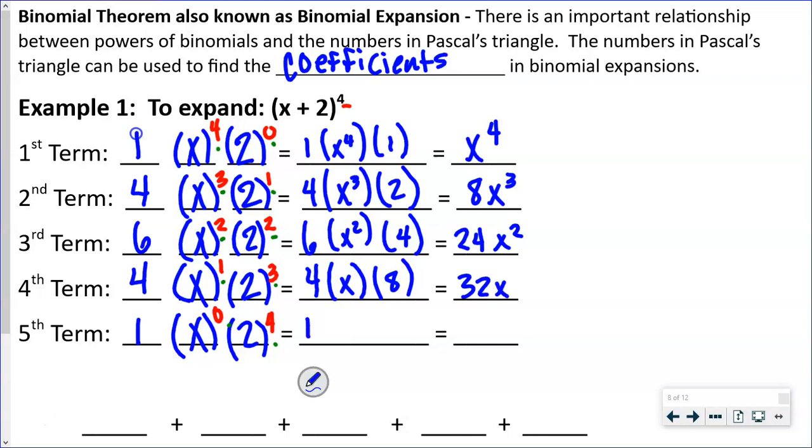And now we have 1, and now this x to the 0, remember, anything to the 0 power is 1, and then 2 to the fourth is 2 times 2 is 4, times another 2 is 8, times another 2 is 16.